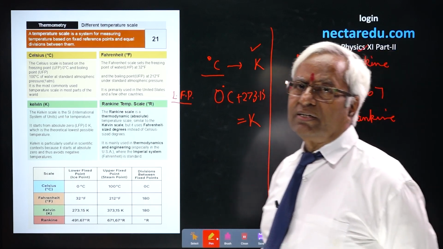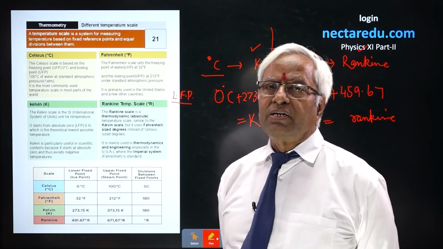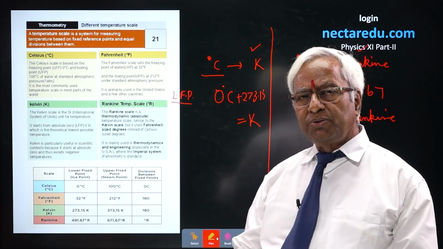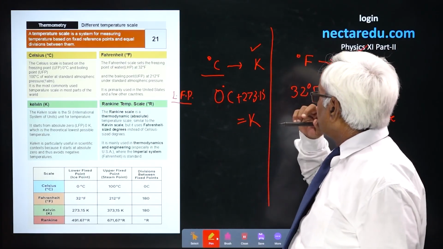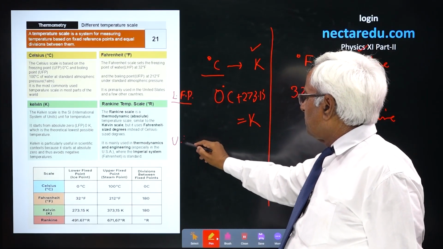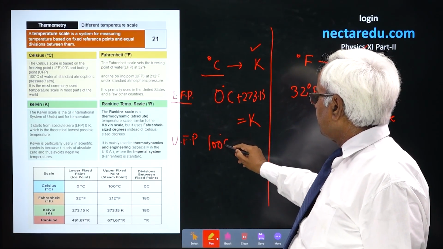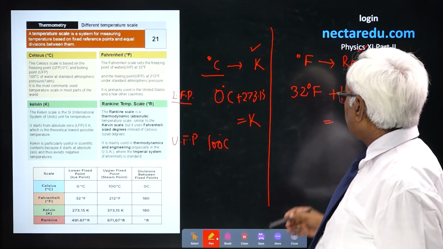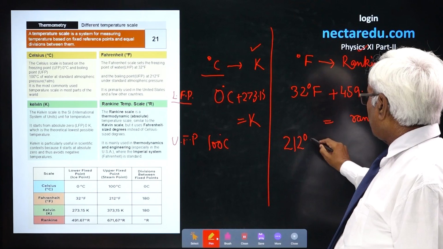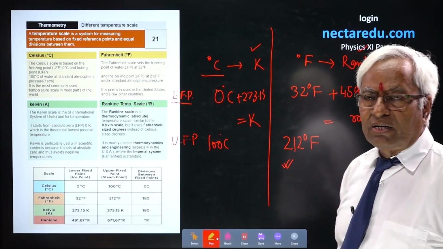So two things are clear. Kelvin is the absolute scale of Celsius and Rankine is the absolute scale of Fahrenheit. Celsius and Fahrenheit are also connected together. If you consider the difference between upper fixed point, what is this upper fixed point? Boiling point of water, that is 100 degrees Celsius. And here this is going to be 212 degrees Fahrenheit. This is the boiling point of water on Fahrenheit scale.